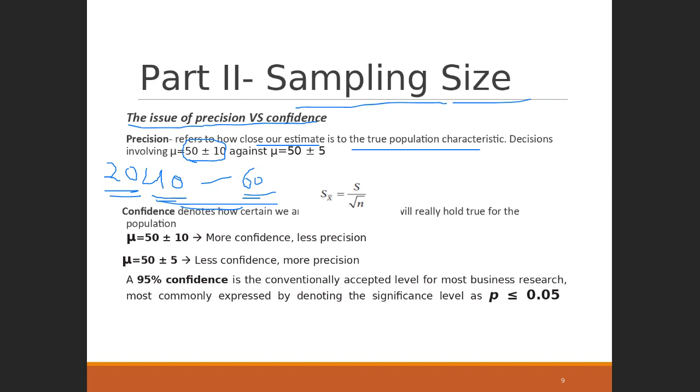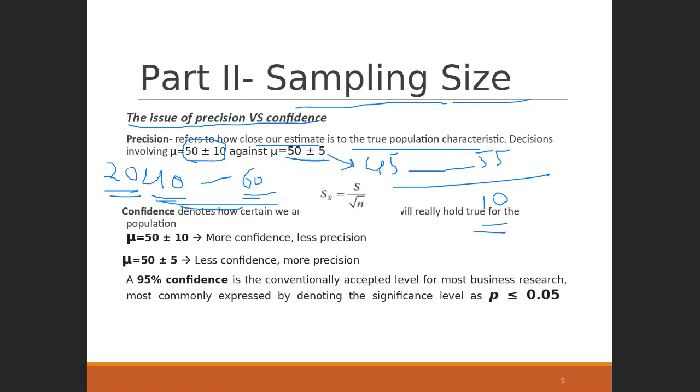On the other hand, if we are able to estimate that our population mean will fall between 50 plus minus 5, it means that we are estimating that our population mean will fall between 45 and 55. So here the margin of error is just 10. In which particular case are we more precise? We are more precise in the latter case, when we are estimating that our population mean will fall between 45 and 55.